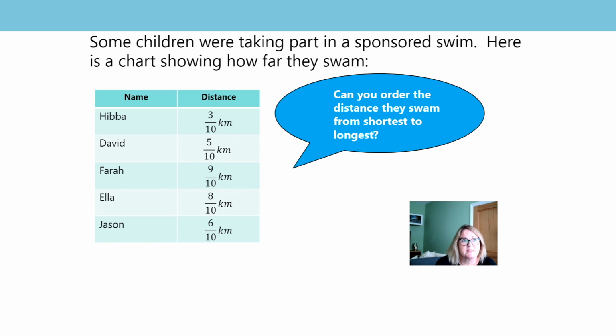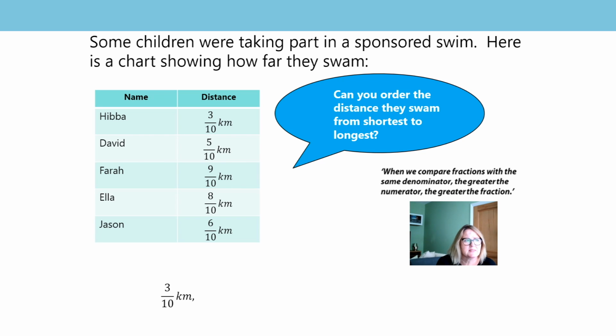So can you order the distance they swam from shortest to longest? Yes, you can. And how will you do that? You'll do that by looking at the numerator. That's right, because they all have the same denominator. And when we compare fractions with the same denominator, the greater the numerator, the greater the fraction. So, which is the shortest distance? Who swam the shortest distance? That's right, Hiba. The shortest distance was 3/10 of a kilometre.